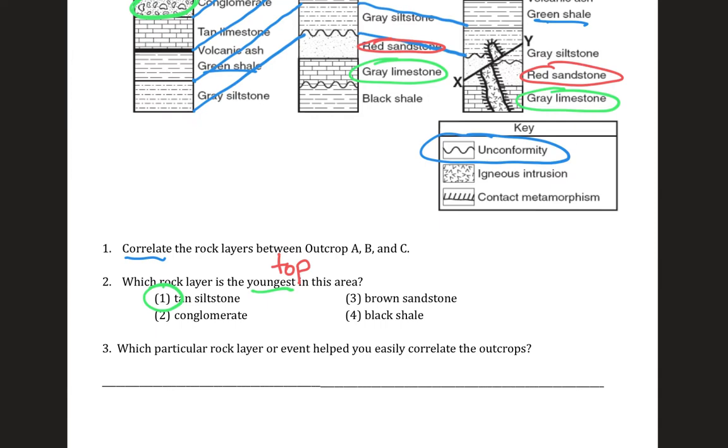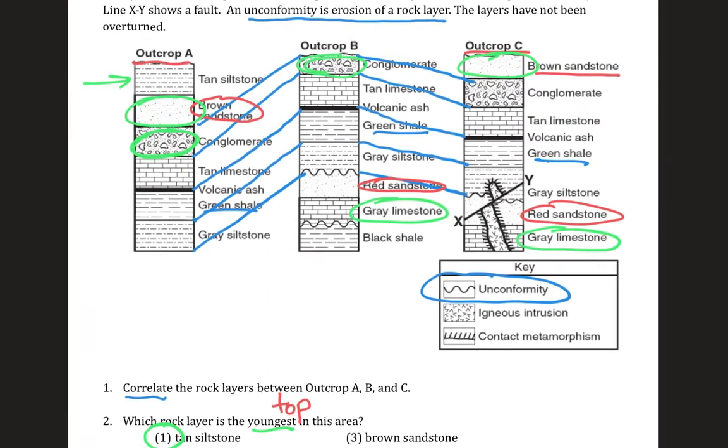Number 3, which particular rock layer or event helped you easily correlate these outcrops? I mean, this is your choice. As long as they all match up, it doesn't really matter. I always find it easier to look for the one that stands out, and to me, the volcanic ash stood out. But to you, it might have been another one, and that is fine.